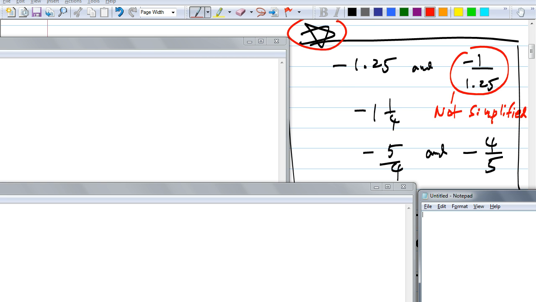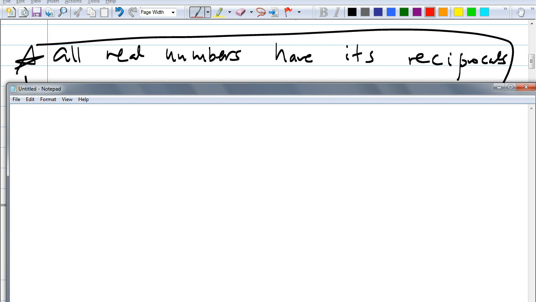Are we good? All right. So, good. Write that down if you have. So what do you guys think about this statement? This statement is true, right? All real numbers have their reciprocal, right? We just saw one where if it's a decimal, you could have a reciprocal. If it's a fraction, of course, it's going to have a reciprocal. If it's a negative number, it's going to have a reciprocal.